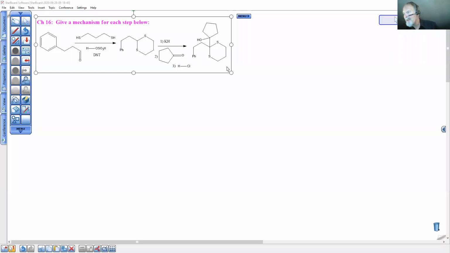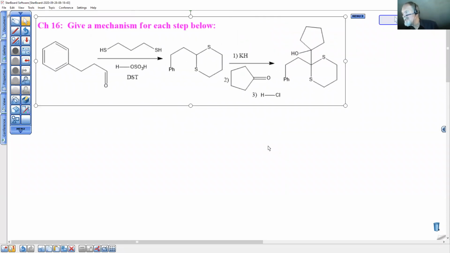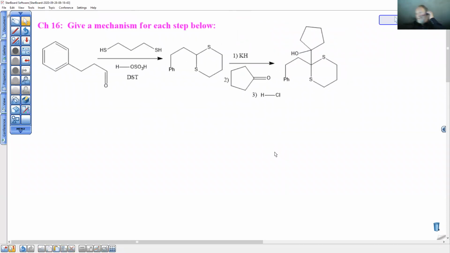Let's finish by reviewing a lot of stuff we've seen all chapter. So where are we starting here? We're starting with making of a, what do you call this functional group right here that has a carbon that used to be a carbonyl.